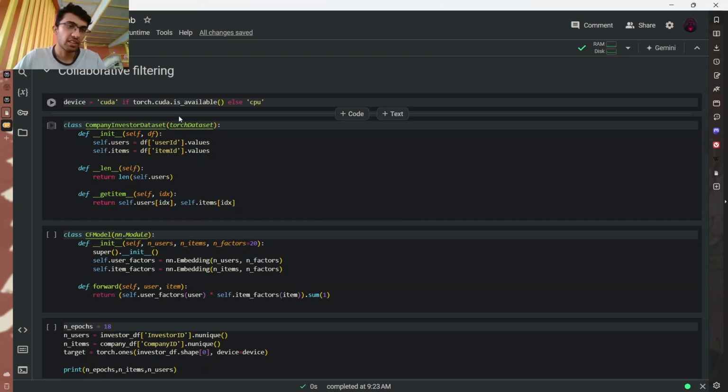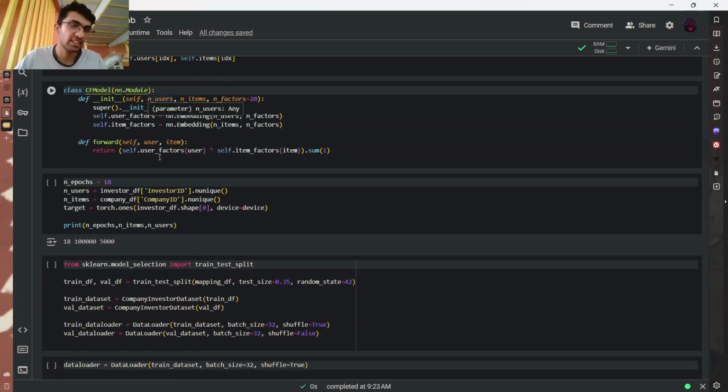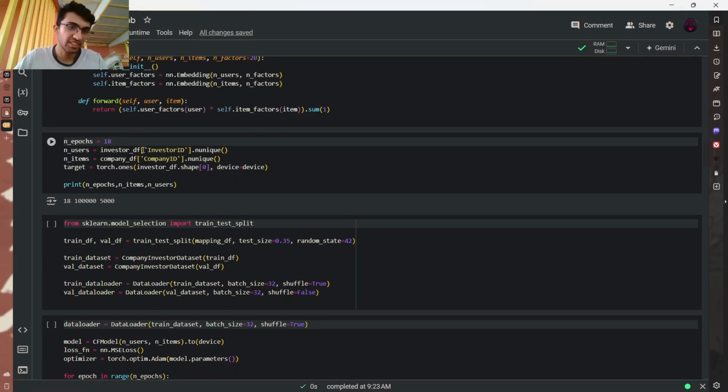So we are using CUDA if CUDA is available. If it is not available, we are using the CPU itself. Now, in the collaborative filtering model class, we are having two methods. One is the forward method, which is used to train the model. The other one is the init function, which is a constructor, which is called when the class is initiated. And then we are training the model for 18 epochs.